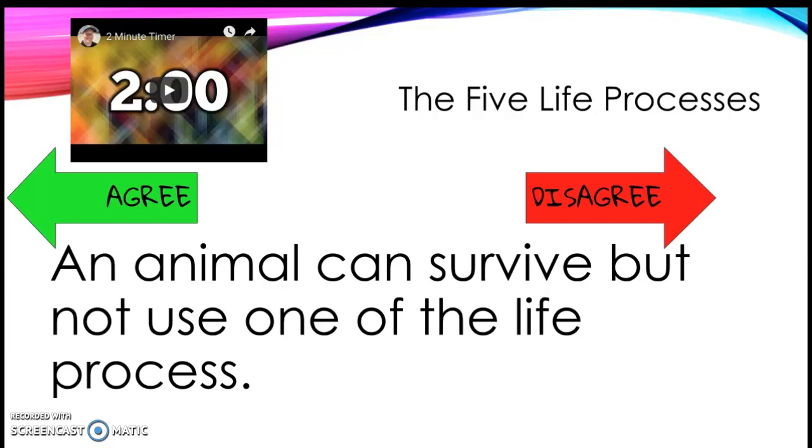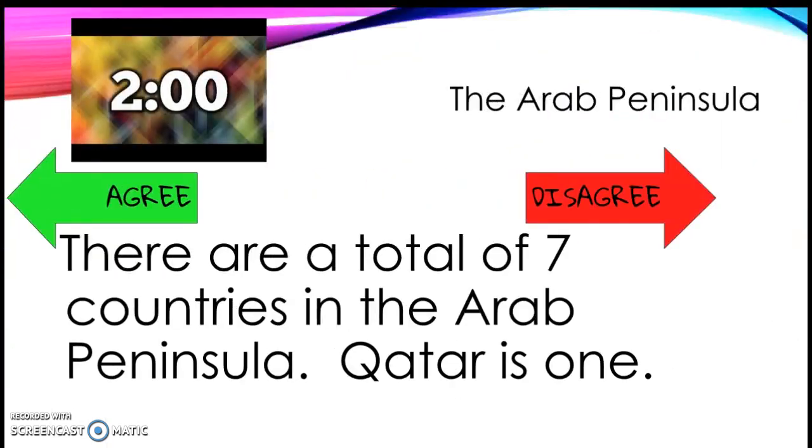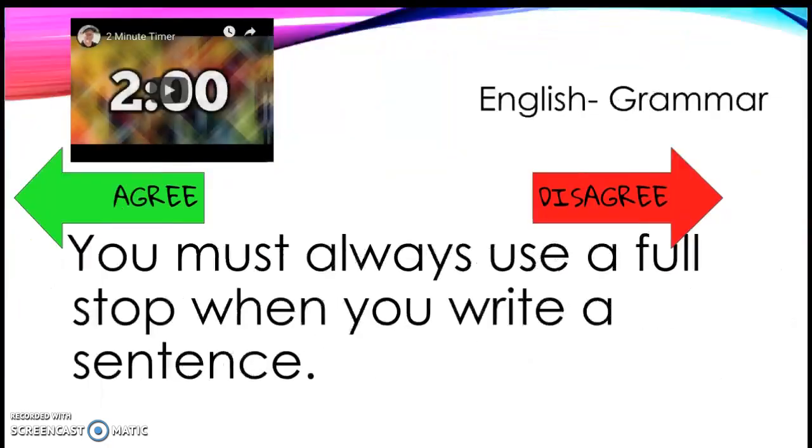Maybe they disagree, but agree with one part. It's fine and welcome for that type of discussion. So here's one where part of it is true, part of it isn't. There are a total of 7 countries in the Arab Peninsula. Qatar is one. Qatar is a country in the Arab Peninsula, but there are not 7. So you can see students would really get into lots of discussion about this.